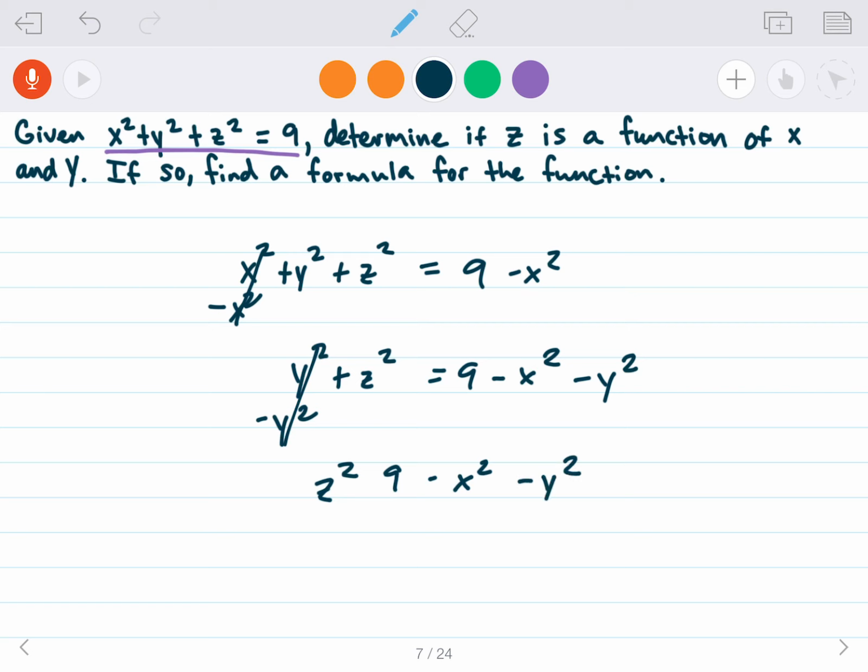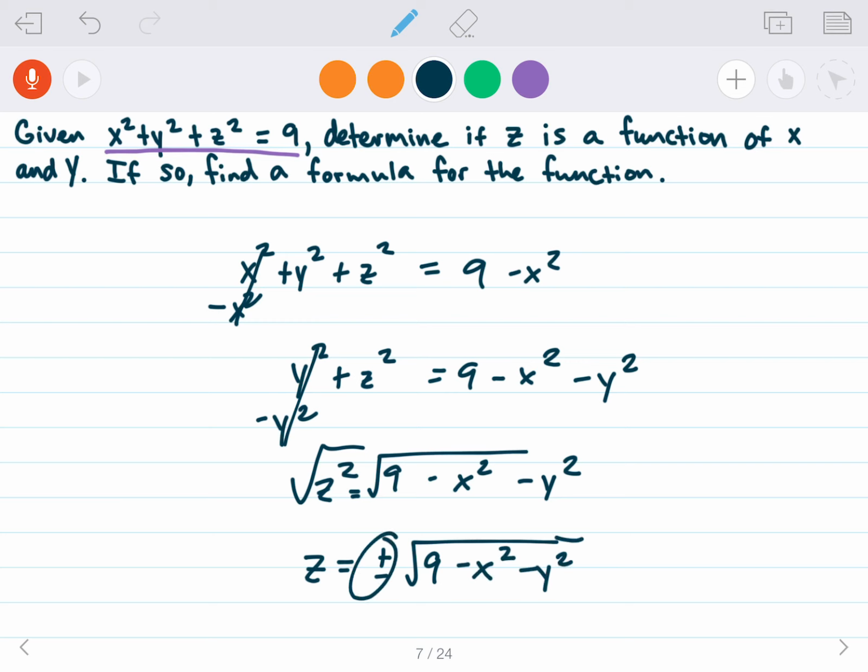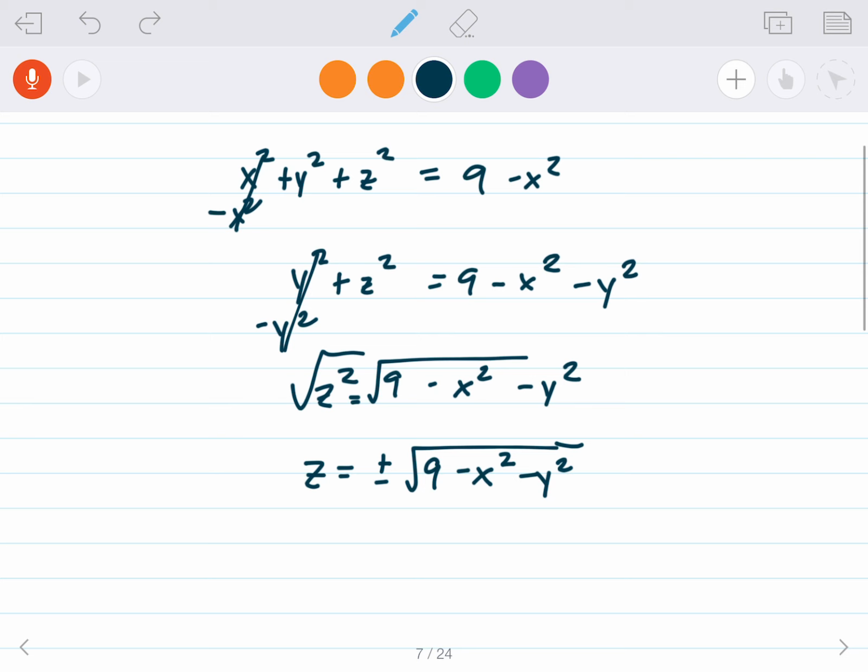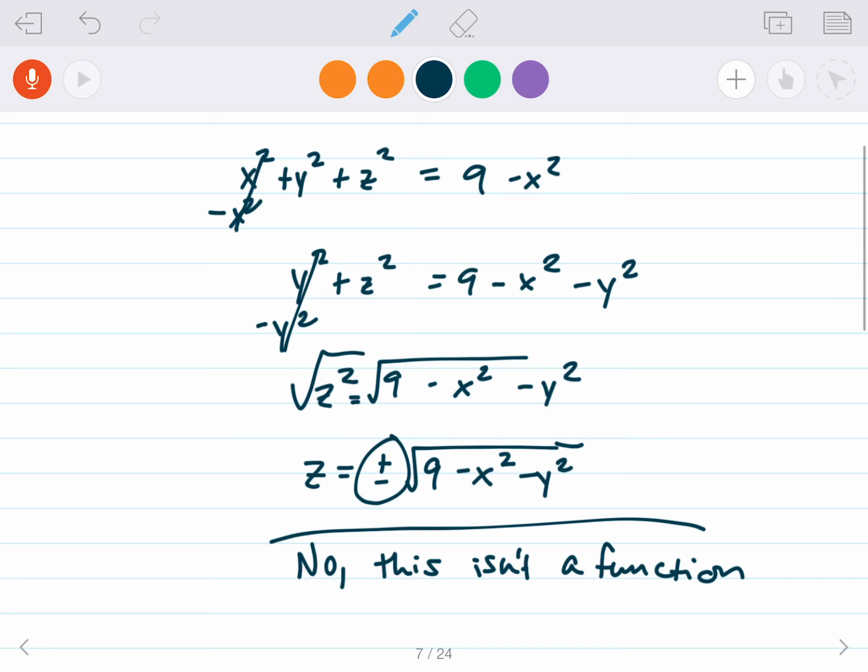And now we have to square root both sides. And when we square root both sides, we need to make sure that we're tacking on a plus or minus when you physically take the square root of both sides. And because of this plus or minus, that is a problem. We have two different outputs for the same pair of inputs. So no, this isn't a function. That's our answer here.